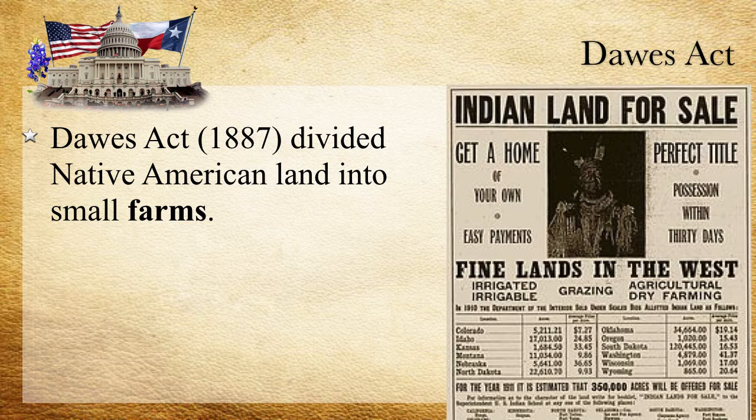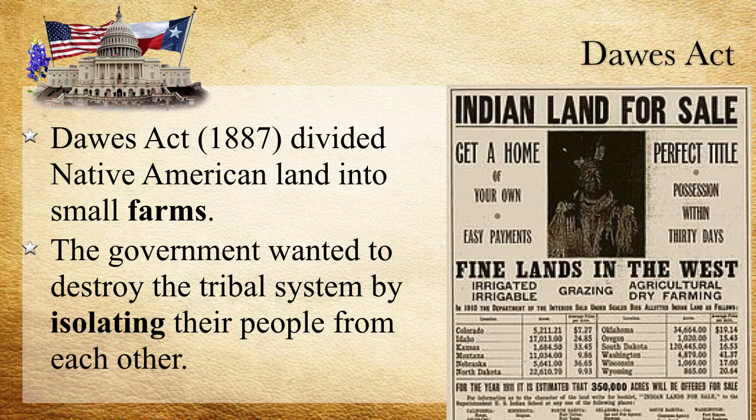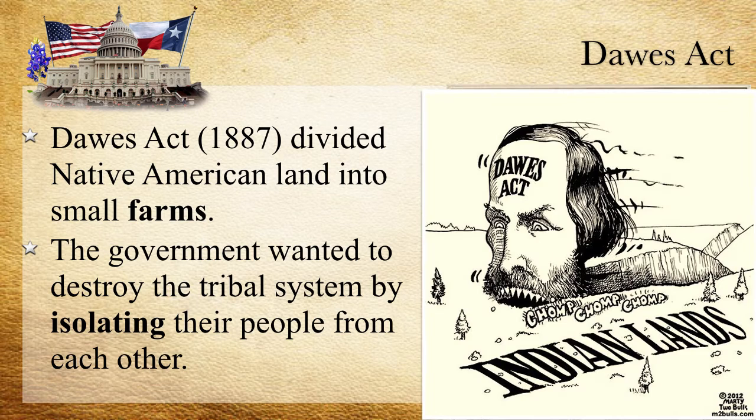And the Dawes Act really served to isolate and to chip away at the Native American way of life. The government wanted to destroy the tribal system by isolating people from each other. You can see this flyer here. They're advertising that, hey, this is land that we've taken away from the Native Americans. It's great land. You want it. It's cheap. Come and get it. So it's another way of really eroding that way of life.